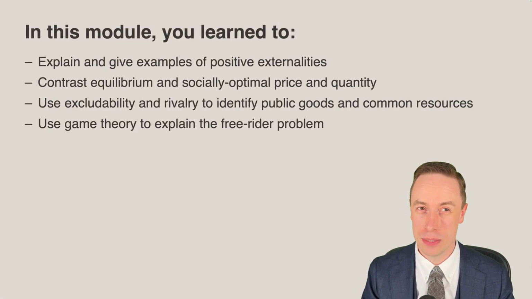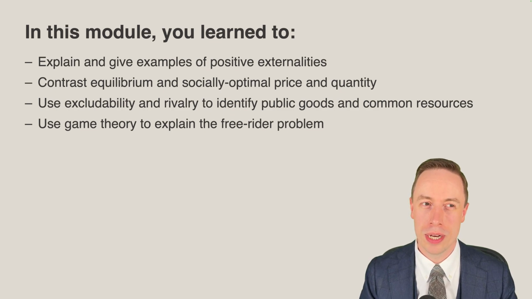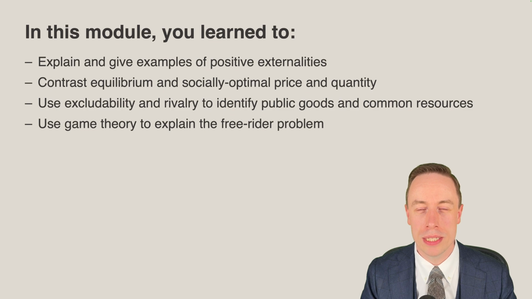So with that, in this module, you hopefully learned how to explain and give examples of positive externalities, how to contrast equilibrium and socially optimal price and quantity, how to use excludability and rivalry to identify public goods and common resources, and how to use game theory to explain the free rider problem.